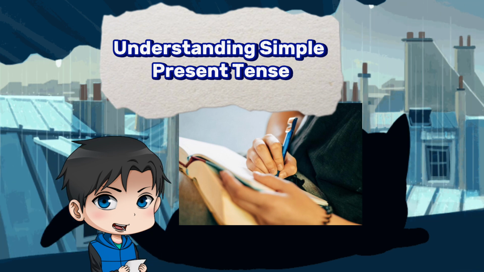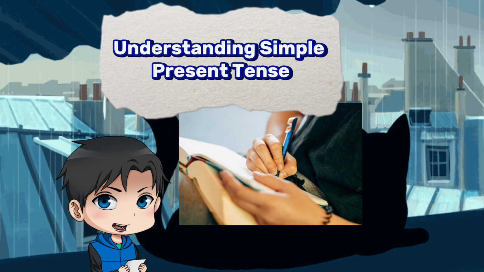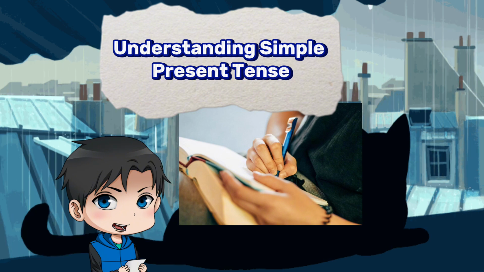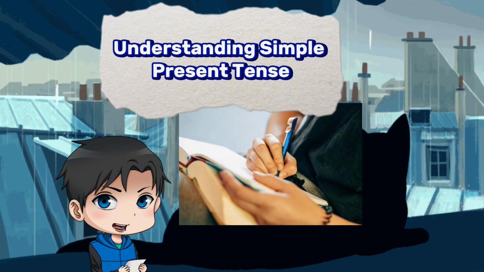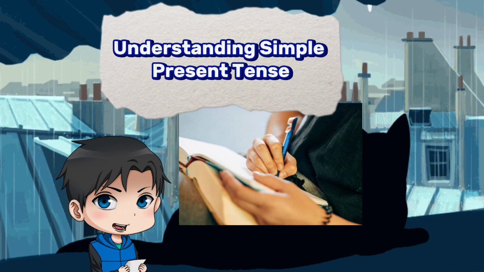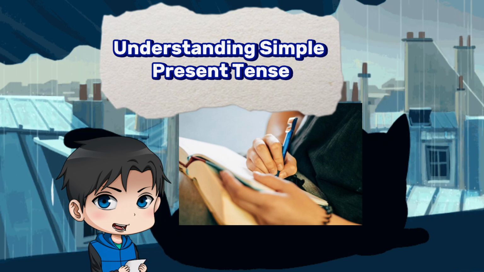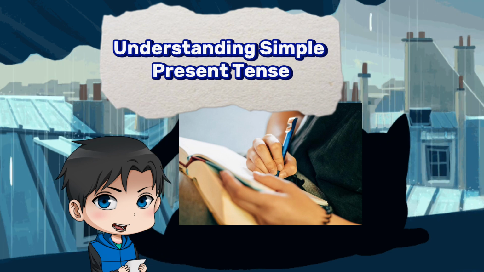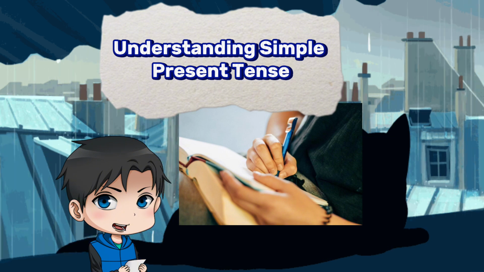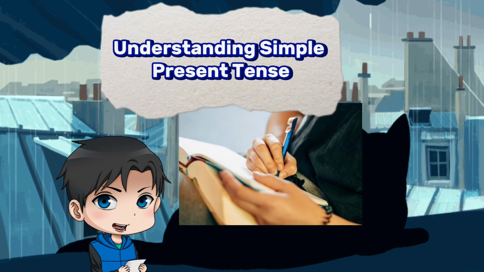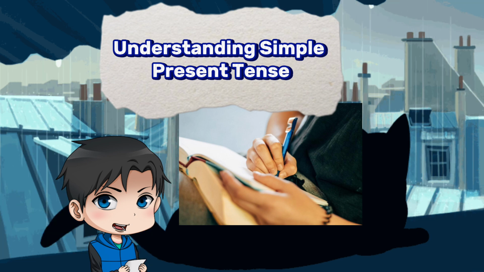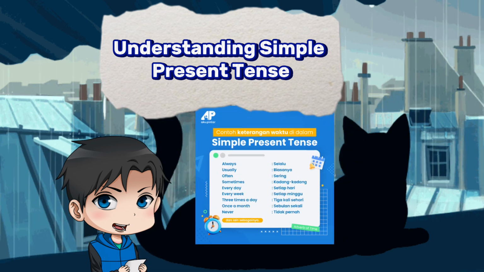Understanding simple present tense. Simple present tense is a tense that is used to talk about something that is general, or that always happens repeatedly, or a general truth. Therefore, the simple present tense is the tense most often used every day. Simple present tense is usually marked with time information as above.